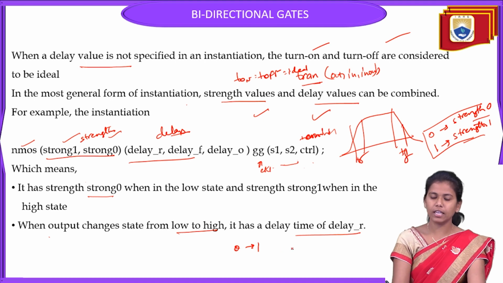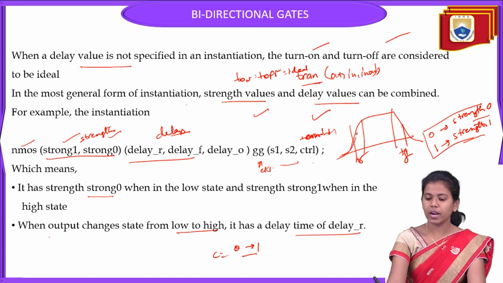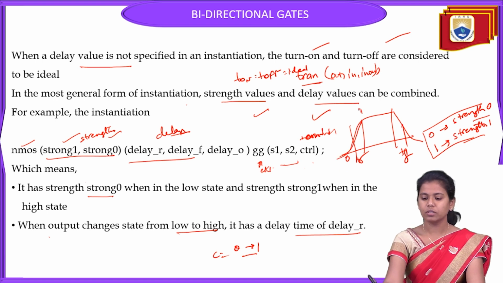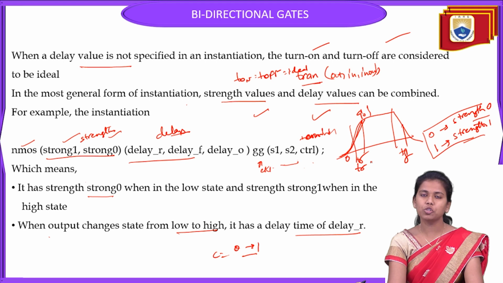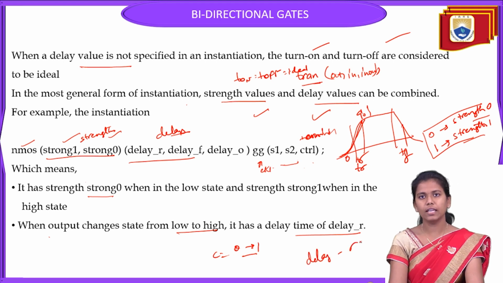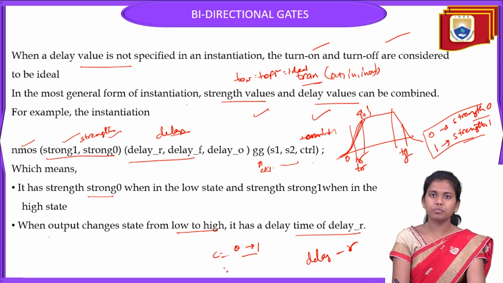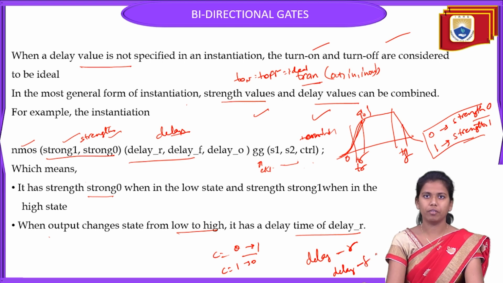So when the control signal is from 0 to 1, what happens? The time rises from 0 to 90%. That means from 0, it's totally rising. So my delay would be with respect to rise time. So I can represent my delay as delay underscore R. And when the control signal is going from 1 to 0, obviously it's falling down. So I can represent my delays with respect to fall time, delay underscore F.